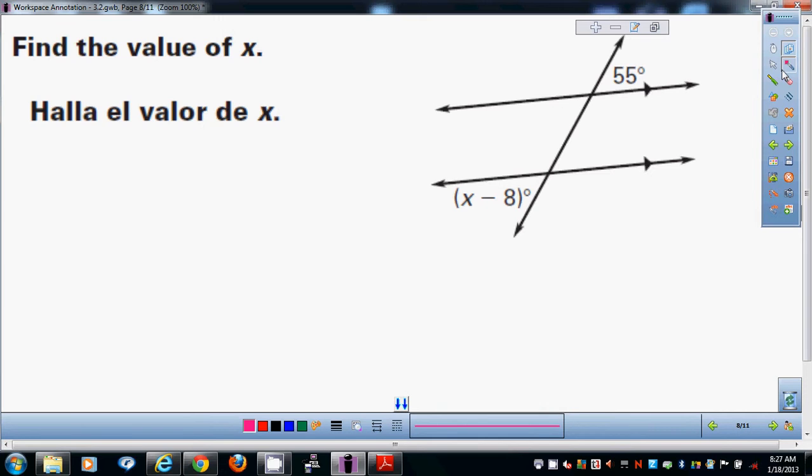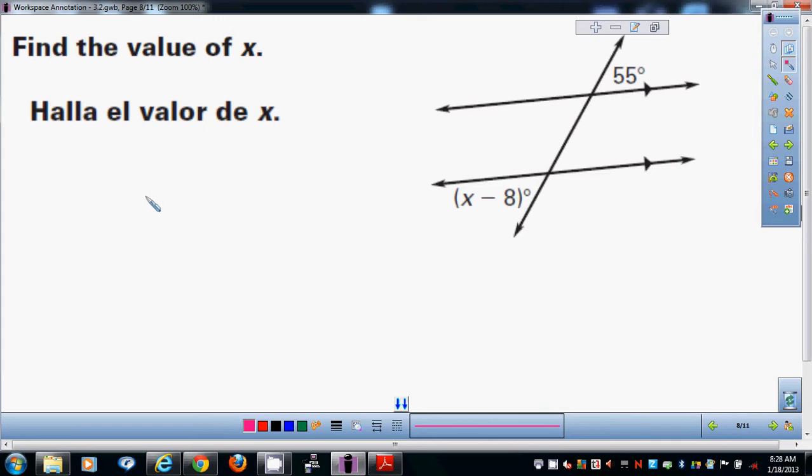If they're supplementary, you add them. If they're congruent, there you go. Set them equal. x minus 8 equals 55. Add the 8. x equals 63. Questions? We have a lot more examples, so I'm still going to get to everybody.